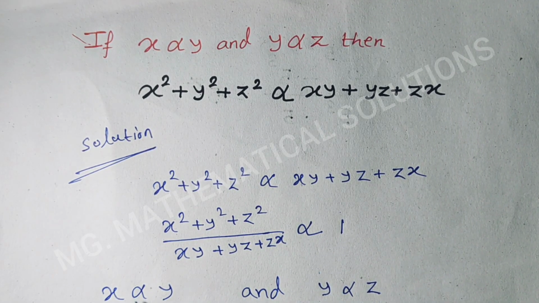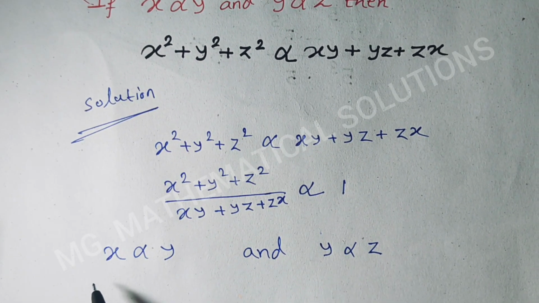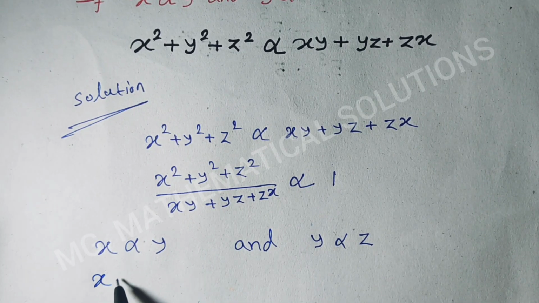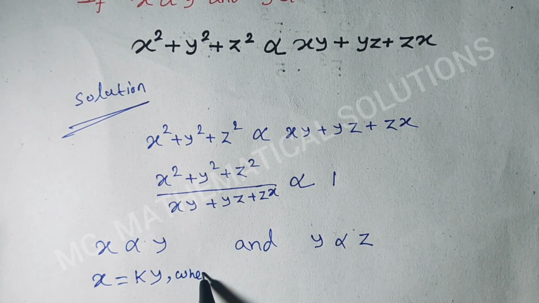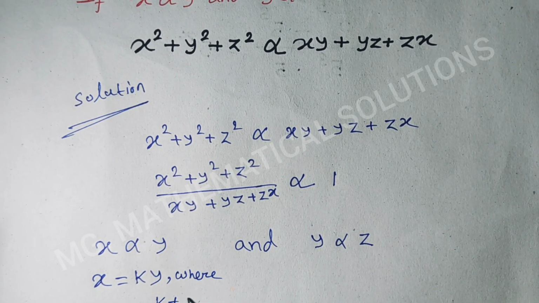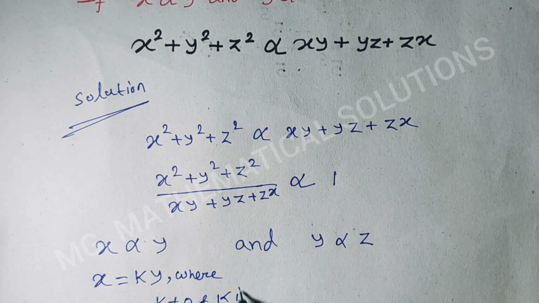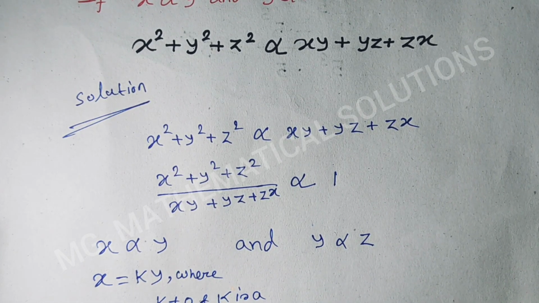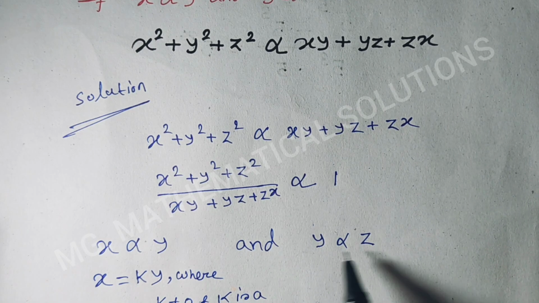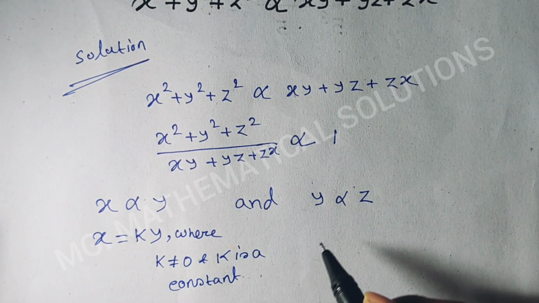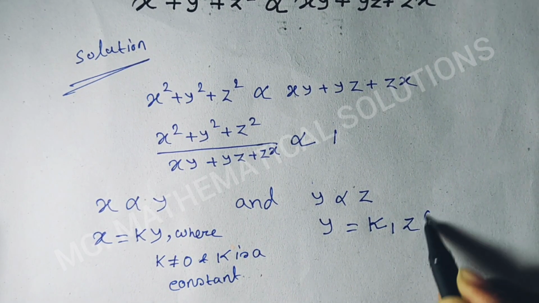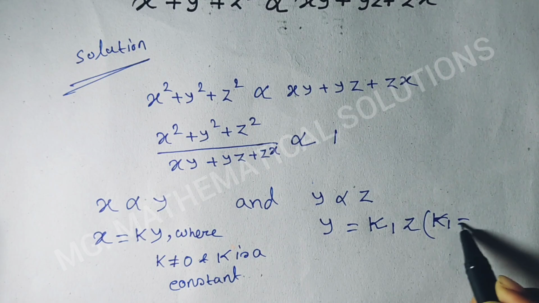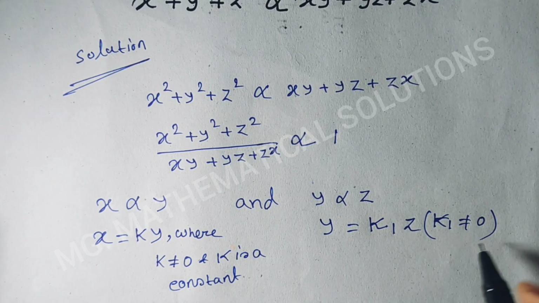If we remove the variation sign, then we add a constant term. Now we write x equal to ky, where k not equal to 0 and k is a constant. Y varies as z, so y equal to, we let the constant equal k1, so k1 z, k1 not equal to 0 and k1 is a constant.